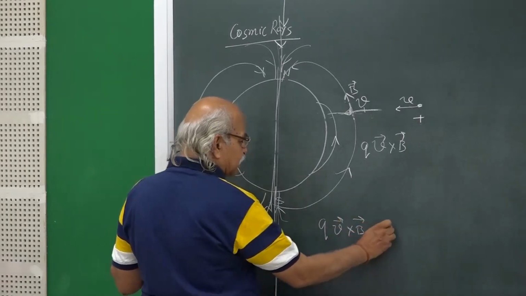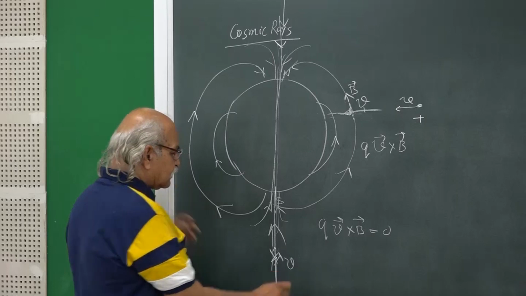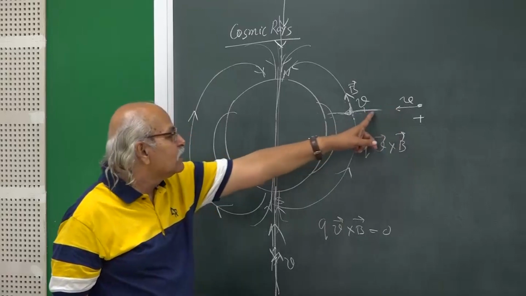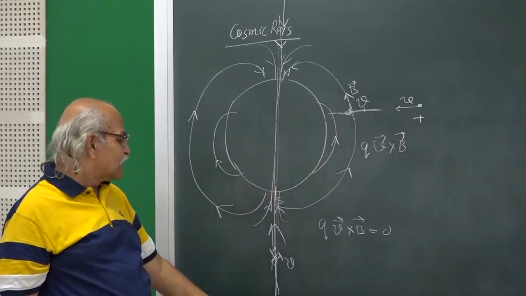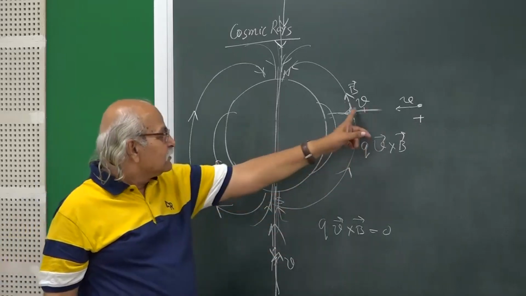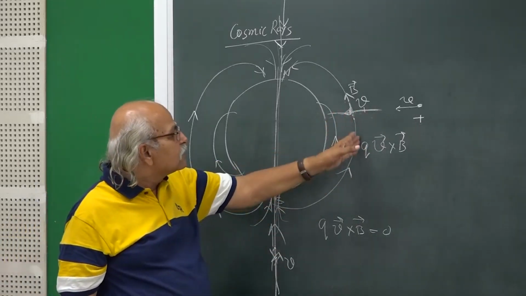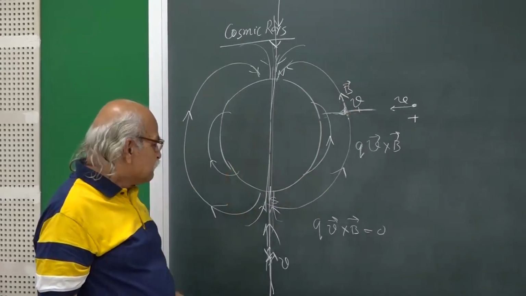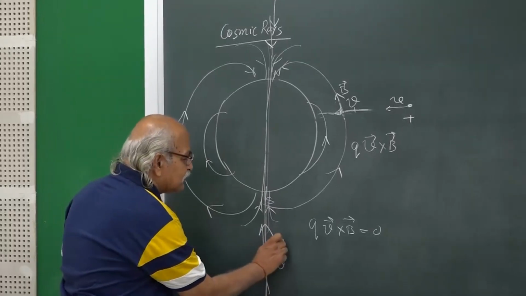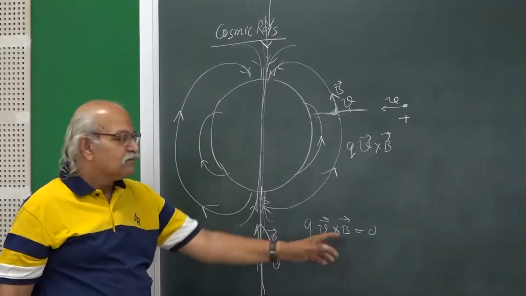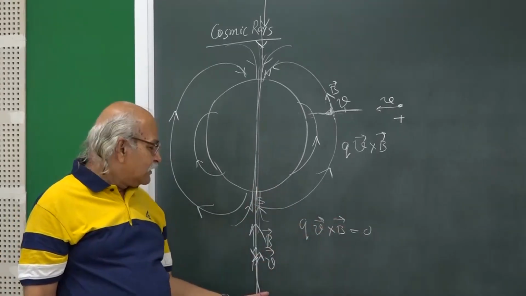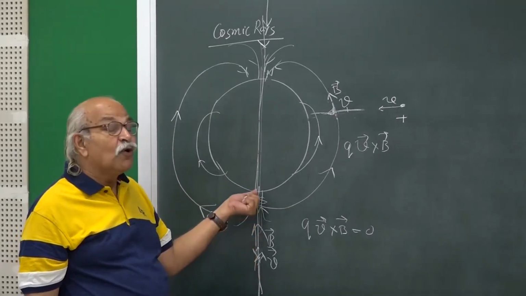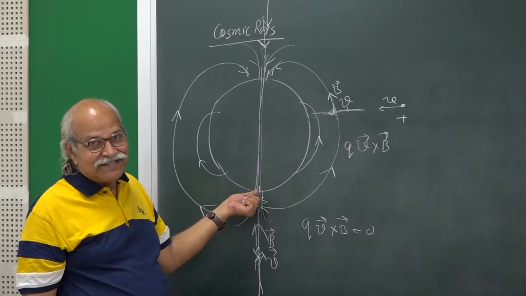For these particles, v cross B is 0, velocity is in this direction, the particle is coming vertically, trying to hit the earth. Here the magnetic field was nearly horizontal, and therefore v cross B could deflect, but here this is the direction of v, same is the direction of B. So, v and B are in the same direction, cross product is 0, and these particles heading right on this line will not be deflected by the magnetic field.